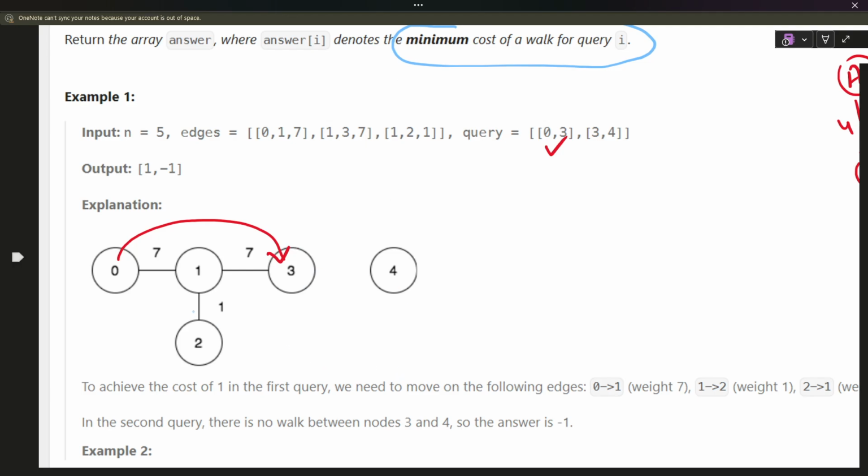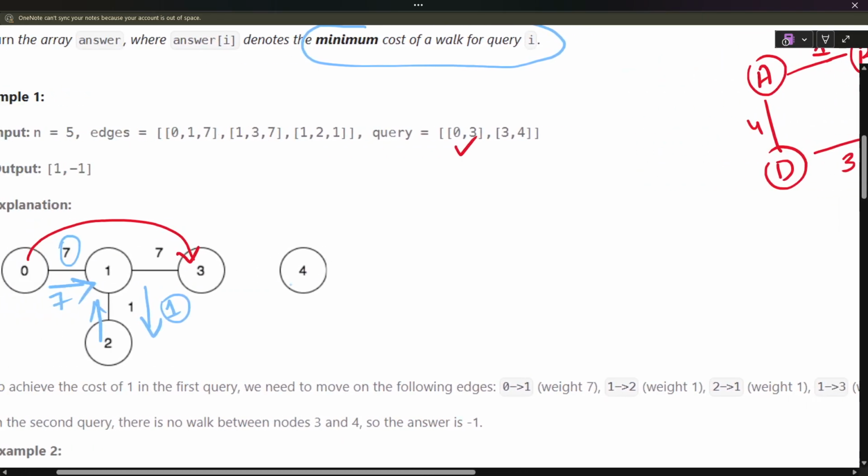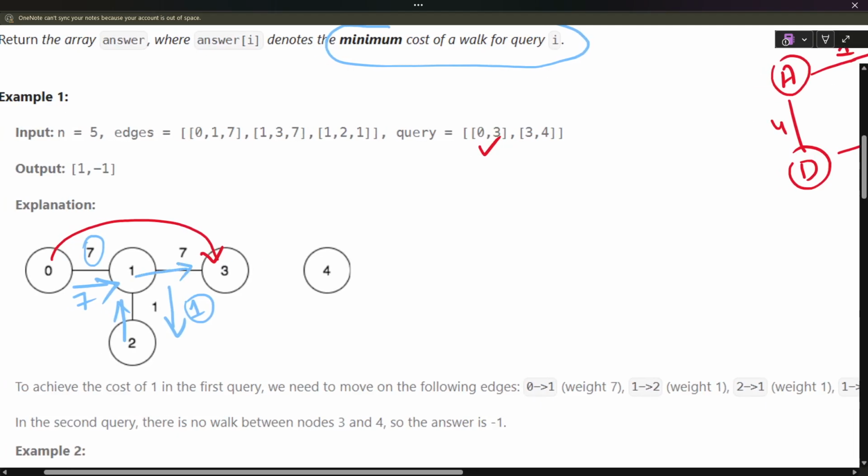To achieve the cost 1 in the first query, we need to move along the following edges: 0 to 1, the weight will be 7. Then 1 to 2, which is 1. Then again 2 to 1, and then 1 to 3. So it will give us 1. How? Now let me break it down here.